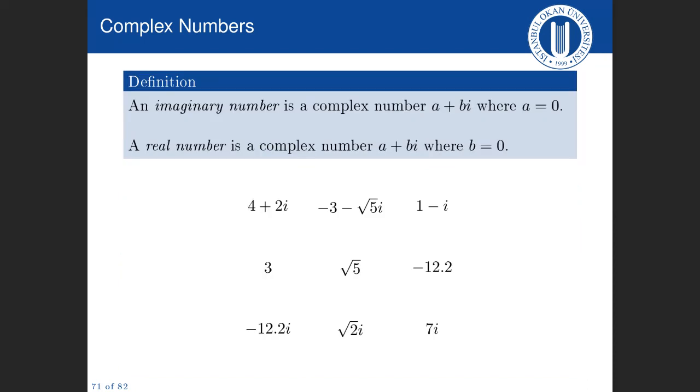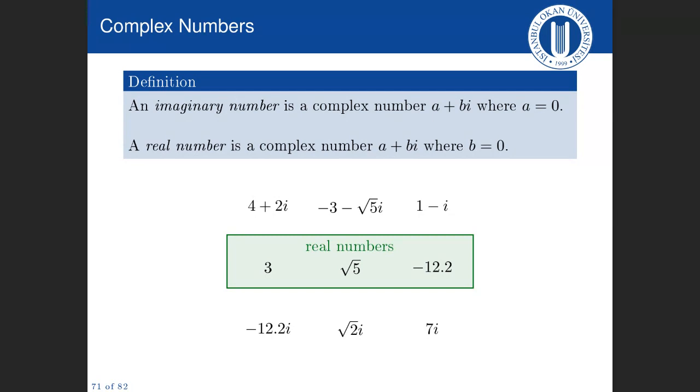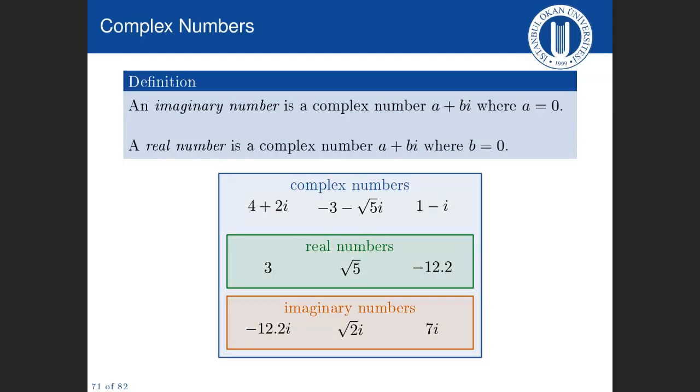An imaginary number is a complex number a plus bi, where a is 0. So, for example, minus 12.2i, or square root of 2 i, or 7i, these are our imaginary numbers. A real number is a complex number a plus bi, where b is equal to 0. So, for example, 3, root 5, minus 12.2, etc. These are real numbers. And all of the numbers I've written here are complex numbers.